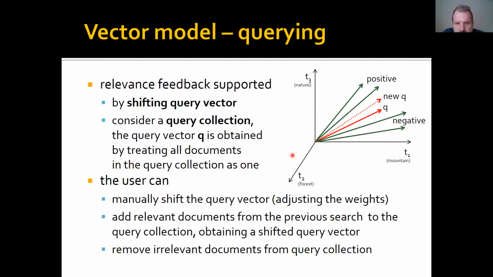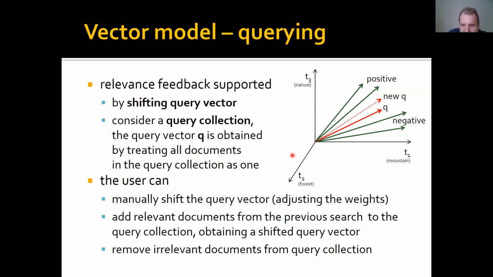And what is also nice about the vector model is that we can very effectively support relevance feedback. Relevance feedback is an interaction with the user, where based on the results in the first answer, the user can annotate some of the results as good and some as bad, positive and negative examples. And based on this choice, the algorithm can reformulate the query. Basically, not reformulate the query itself, but shift the query vector.